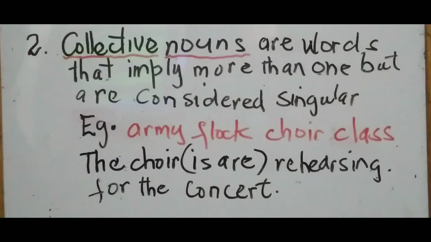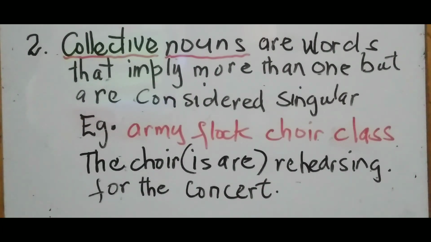Let's move on. Here we have another rule, and this one has to do with collective nouns. It says collective nouns are words that imply more than one but are considered singular. Army, you talk about an army of soldiers, right? A number of soldiers, but it's a group.